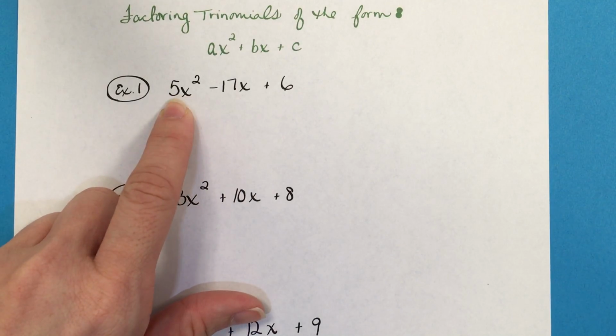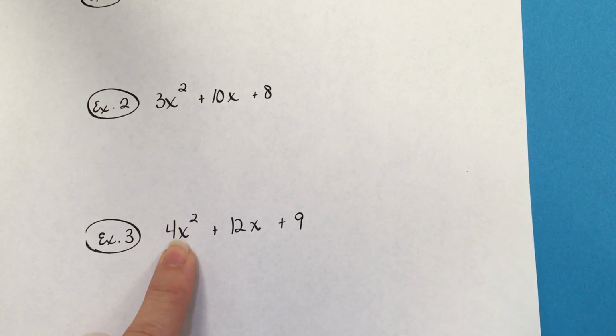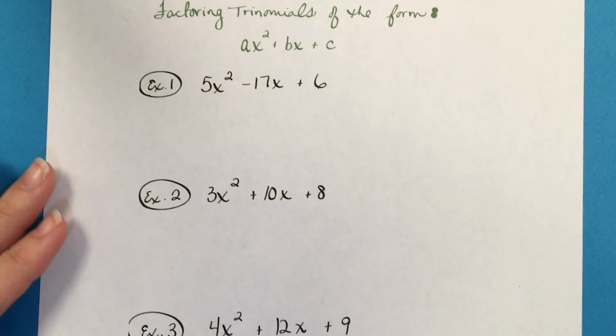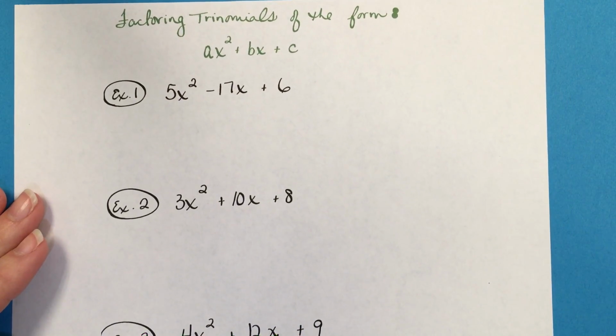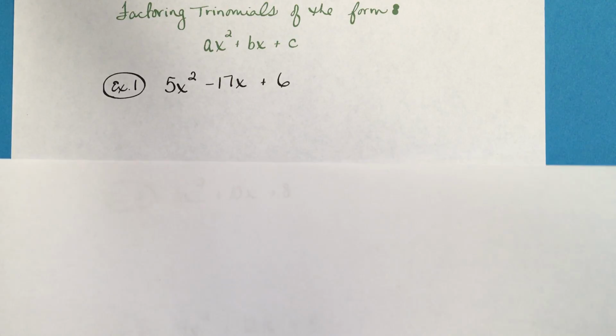This time you've got a 5 in front of the x squared. Here we have a 3. Here we have a 4. Down here I have a negative 10. So actually putting a number besides just the understood 1 in front of your x squared is going to make it a little more difficult. You're going to have to do a little bit more thinking than what you did a while ago, but we've got a process that we're going to go through to make this happen.